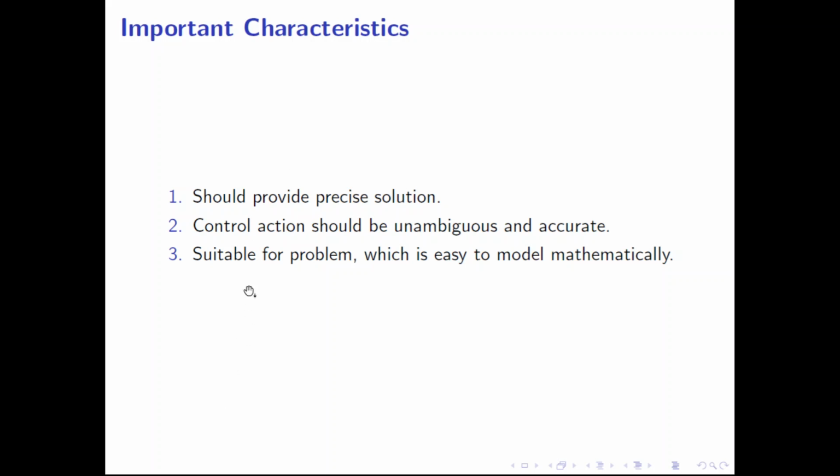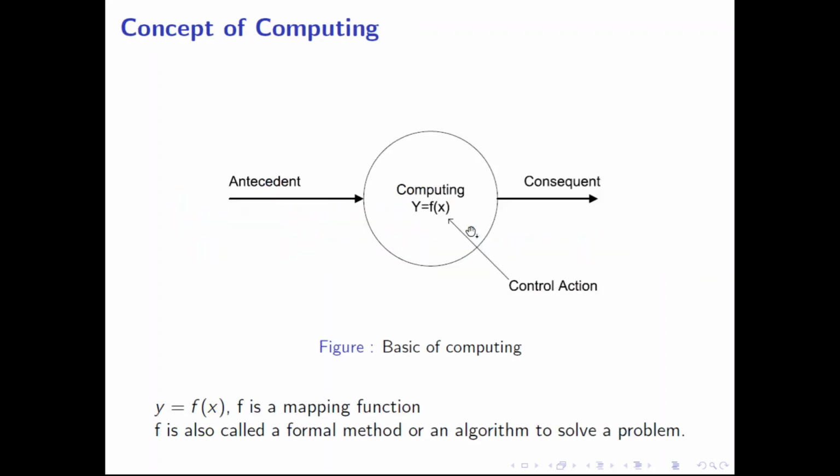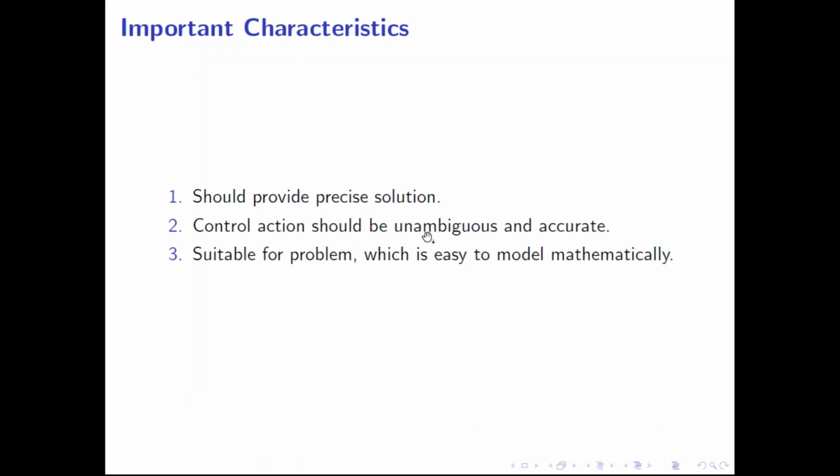And what are the characteristics of computing? Here we are discussing the characteristics of computing. We have not yet entered into what is soft computing and what is hard computing; we are just discussing computing. A computing should provide a precise solution. When you perform some computation, the solution should be accurate. The control action should be unambiguous. Control action means the process of computing. The process of computing should be unambiguous and accurate.